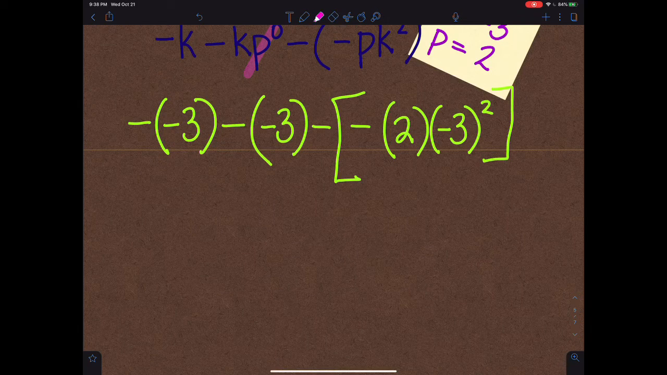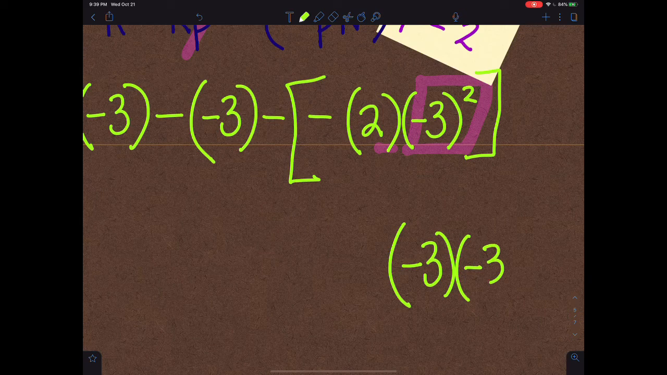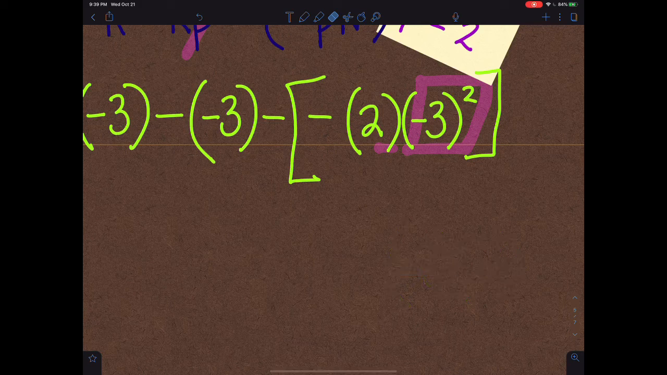Now, the first thing I'm going to deal with is this, because this is a big hot mess in here, and I need to deal with that bracket. Okay, so let's just deal with what's inside the bracket. And the first thing I'm going to do is take that negative 3 squared. Negative 3 times negative 3 is just positive 9, right? So I'm just going to erase this and make it 9.